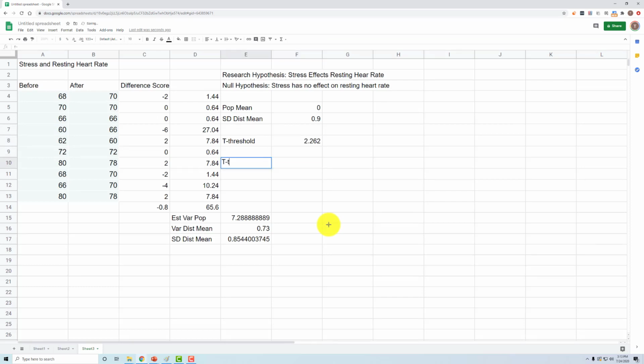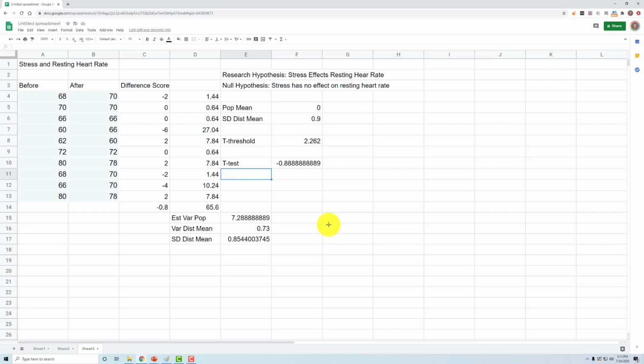And then lastly, we set up the t-test, and that's going to be the mean of my difference score, which is negative 0.8, minus the mean of the population, which we know is 0. Then we divide that by the 0.9, and we get a relatively small t value that's well below the threshold, and so we fail to reject the null hypothesis in this case.